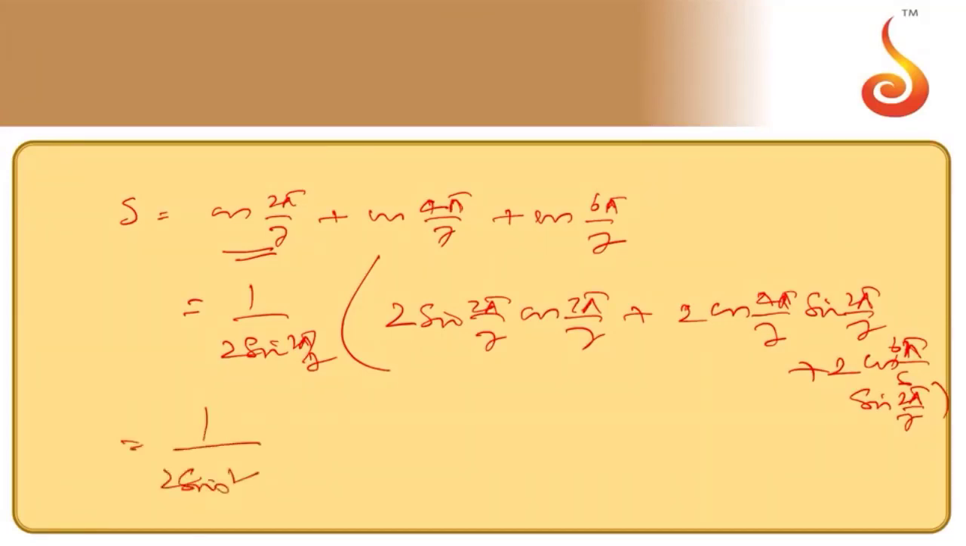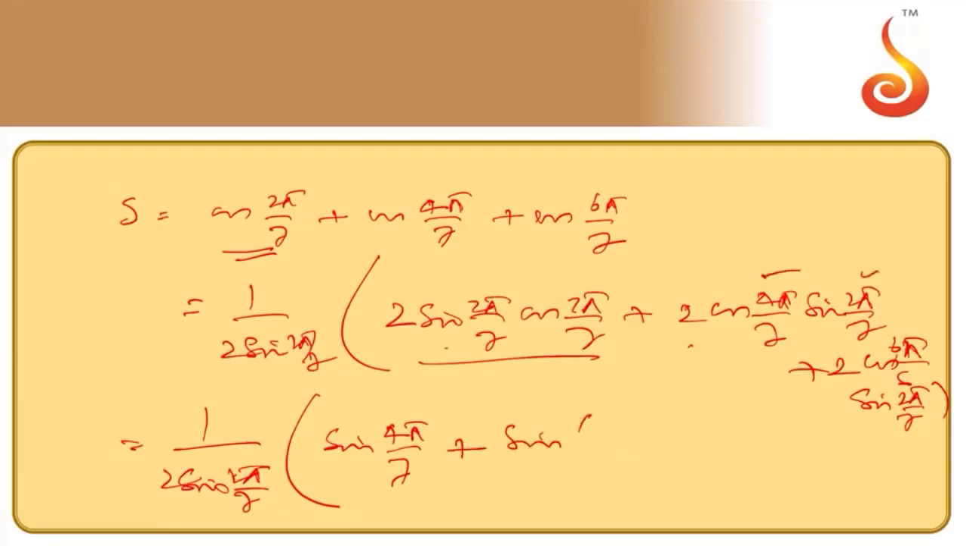That is written as 2 times sine 2 pi by 7. Applying the transformation, this is the sine 2 theta formula: sine theta cos theta is sine 4 pi by 7. And this, 2 cos A sine B, is written as sine sum minus sine difference. It is sine of the sum, 6 pi by 7, minus sine of the difference, 2 pi by 7.